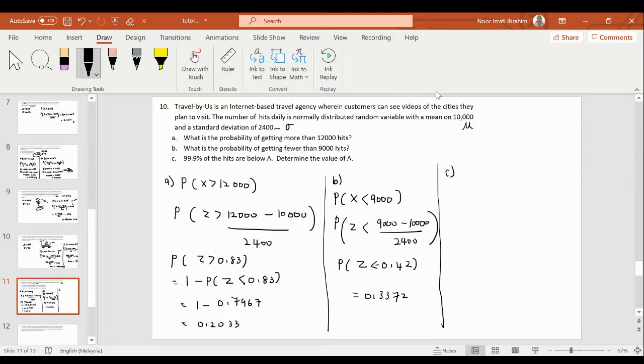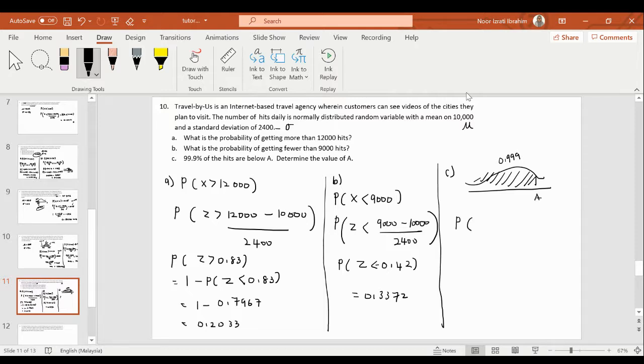And the C, 99.9% of the hits are below A. Determine the value of A. Below A is obviously on the left side. Okay, below A. So here is the A, 99.9%. That gives us 0.999. And we want to find the value of A here.